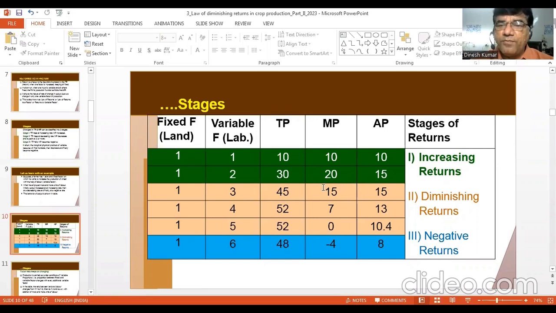And then marginal product from 15, it has become 7, and then 0. Therefore, it is your diminishing return. So when marginal product becomes 0, it is the end of stage 2. And stage 2 here, you can say diminishing returns. And then finally, you get negative returns. -4 is the marginal product. So negative return. So these are 3 different stages: increasing returns, diminishing returns, and negative returns. So students, many times you can get small numericals that identify the increasing, diminishing, and negative returns, or identify the 3 different stages of the law of diminishing return if some numerical data is given to you in tabular form.